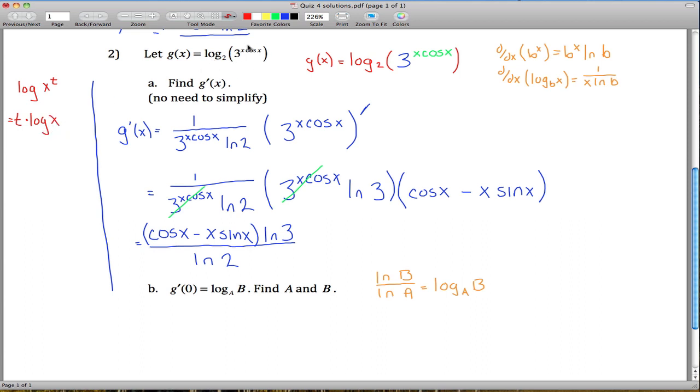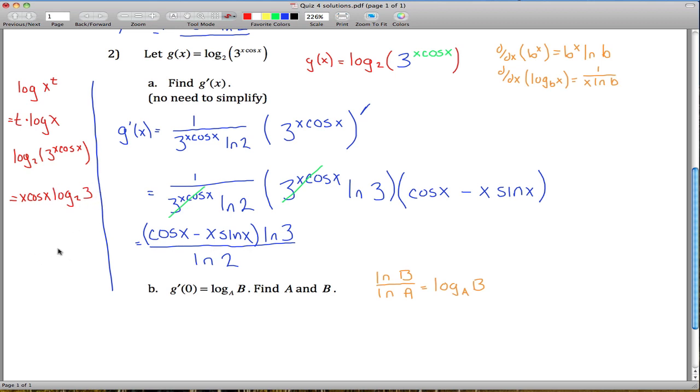So we could take advantage of that here. You could think about this as 3 raised up to the x cosine x. So you can bring the x cosine x down in front. And you can say that the log base 2 of 3 to the x cosine x is equal to, bring the x cosine x down in front, x cosine x, and then you're left with log base 2 of 3. And what's nice about this form right here is that log base 2 of 3 is just a constant.